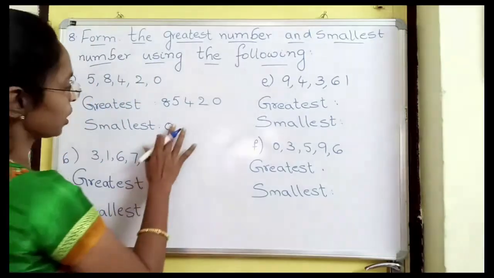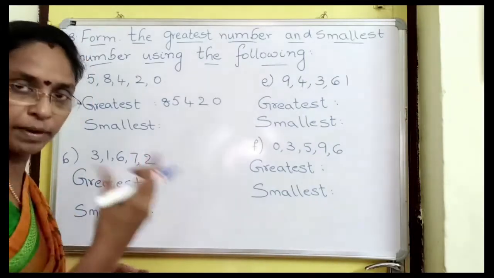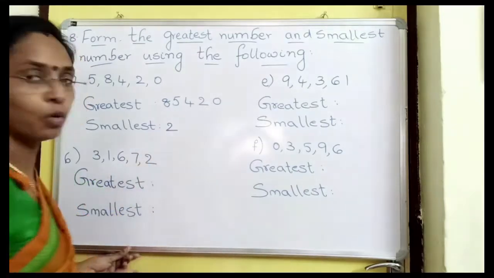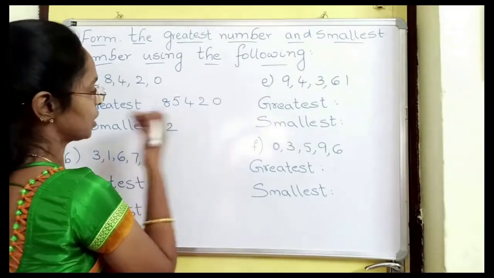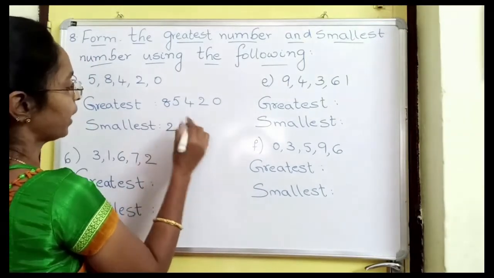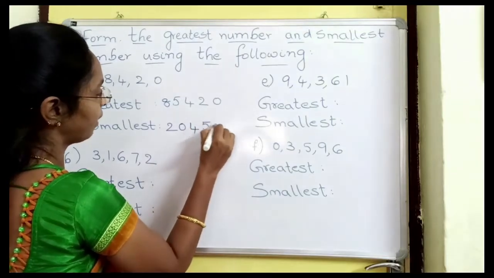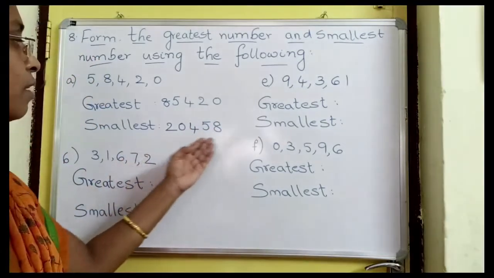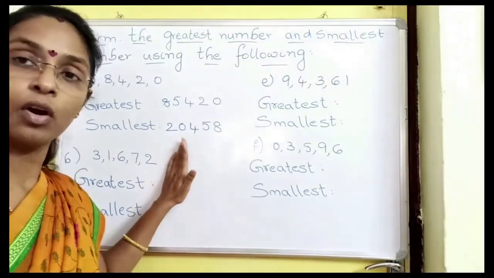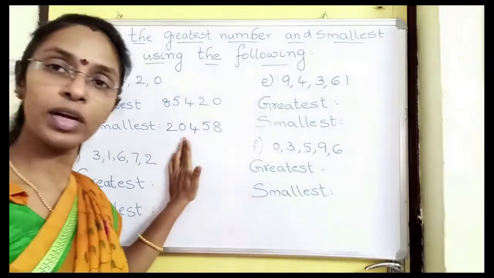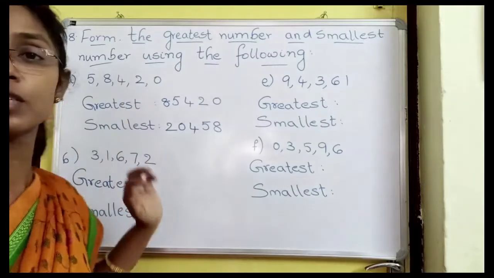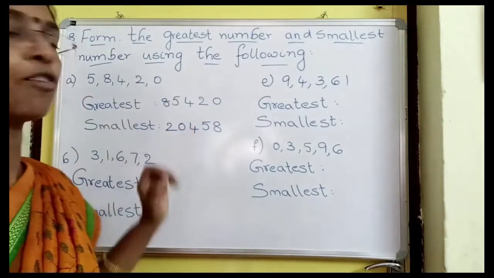So what you have to do, children, is write the next bigger number to 0. What is the next bigger number to 0? 2. Now write down that digit, next write 0. Now this becomes a 5-digit number. You can arrange these numbers 4, 5 and 8. So children, this is also a 5-digit number. If you write 0 first, this becomes a 4-digit number and it is wrong. Here you have to form a 5-digit number using all the digits which are given.